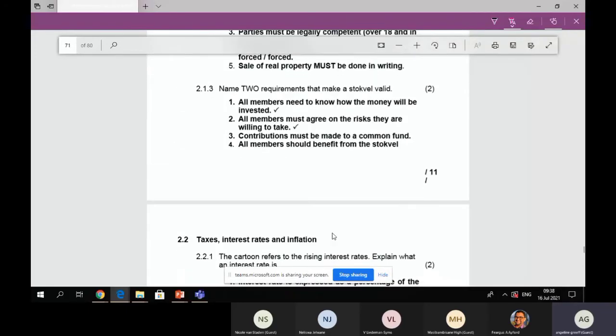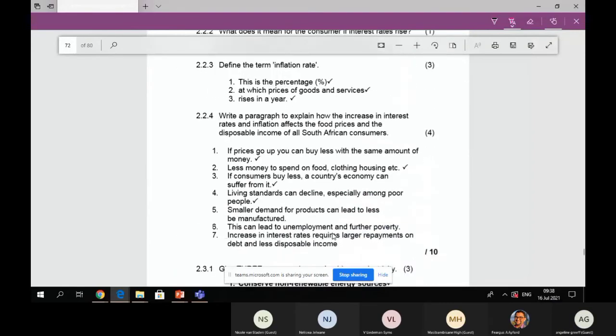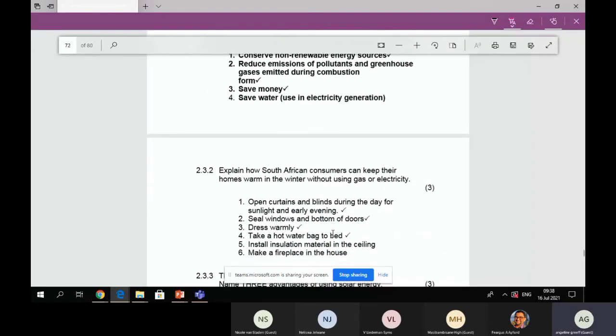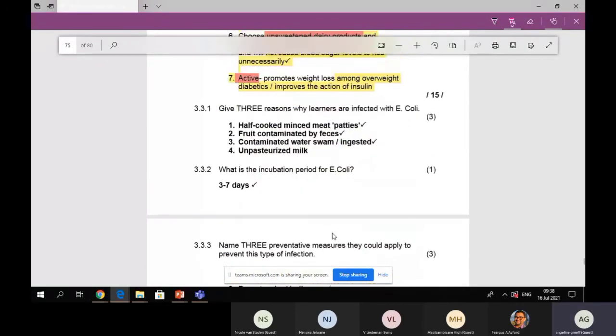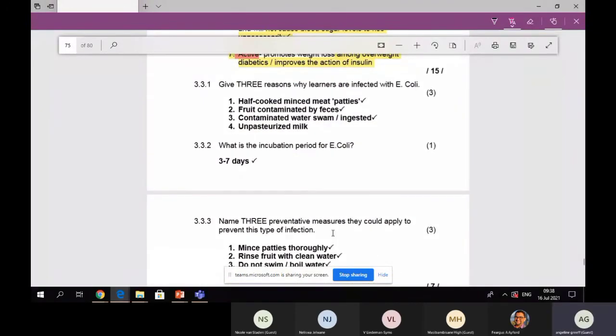Okay, let's go to the memo quickly. So, why the learners are infected: the half-cooked minced meat patties, food contaminated by feces, contaminated water that they swam in, could have been unpasteurized milk. Incubation period is important there, and then you can see there are three preventative measures.